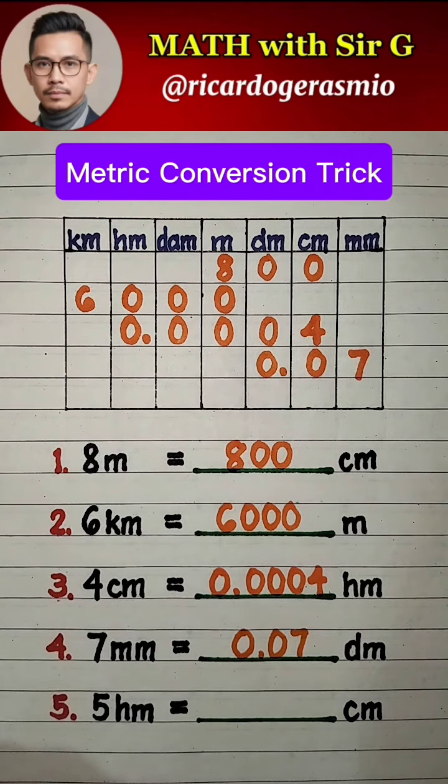Okay, guys. So next, guys, is 5 hectometers. 5 hectometers is to be converted to centimeters. So okay, guys, it's your turn to answer. Write your answer in the comment section on how many centimeters are there in 5 hectometers.